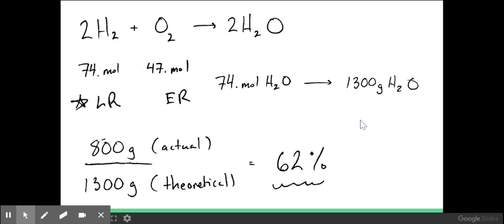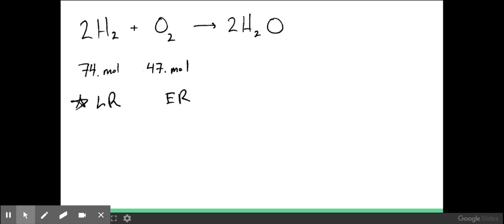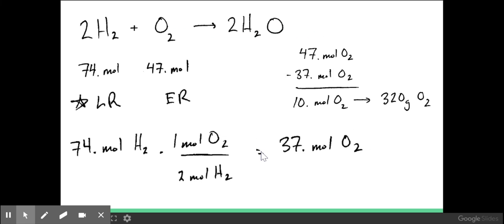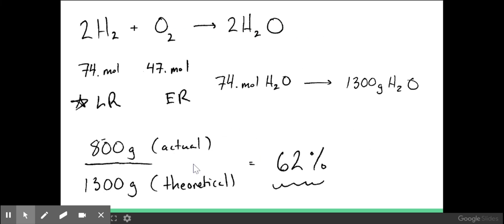The final part of this problem is to make a prediction. What is the percent yield of this particular reaction? Now, if I go back to the original problem, 800 grams of water was actually formed. So therefore, that becomes my actual quantity in my percent yield calculation.